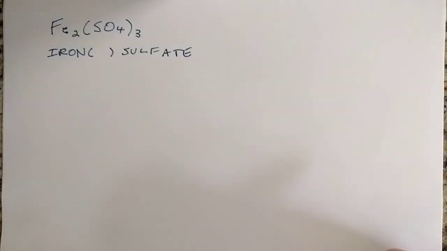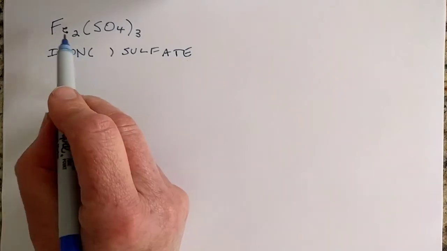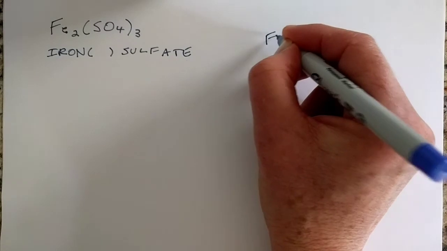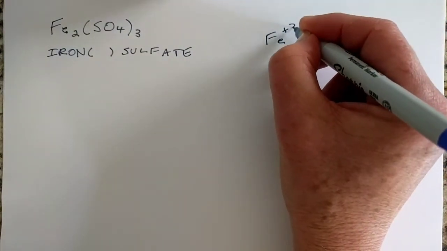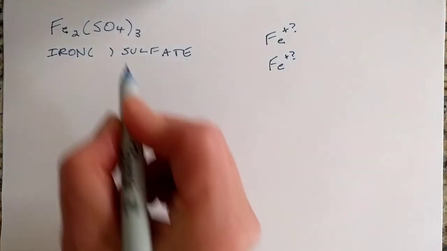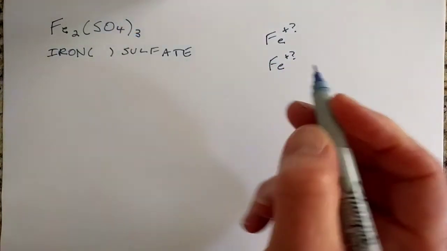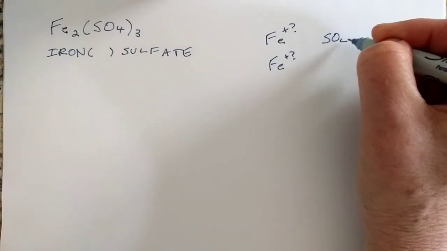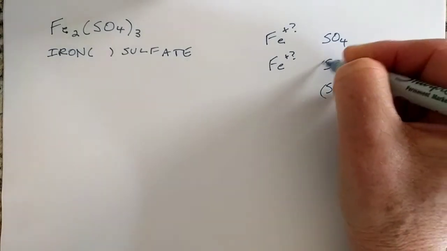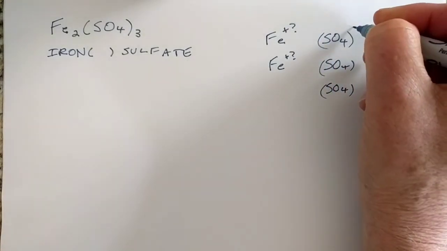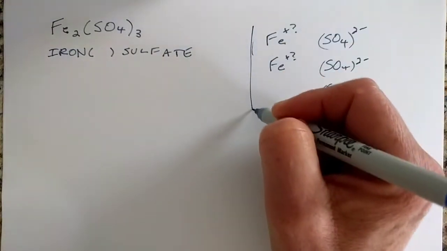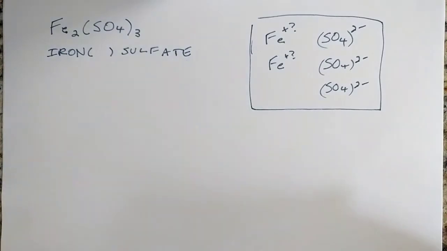Okay, our next step, we're going to box the formula unit. This 2 means we have 2 iron ions. So we have Fe plus something and another Fe plus something. This 3 means we have 3 sulfate ions, SO4, SO4, SO4. And from our chart, we see that our sulfate has a 2- charge. We box our formula.